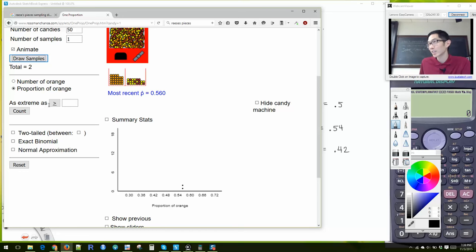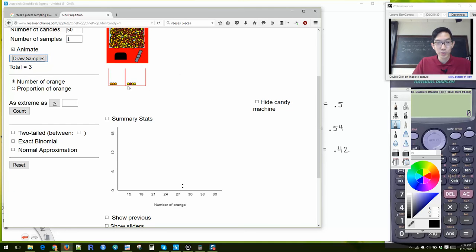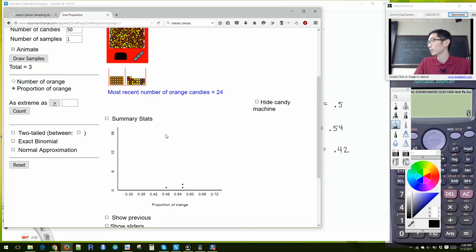And they come in three colors, and they don't do holiday Reese's Pieces. And so in this case, we happen to also get 28 orange pieces. Let's see. We do this again. And let's see what we get. This time we get 24, okay? And so 24 as a proportion would be 24 out of 50, which is 48% orange or red or whatever we're looking at, okay?